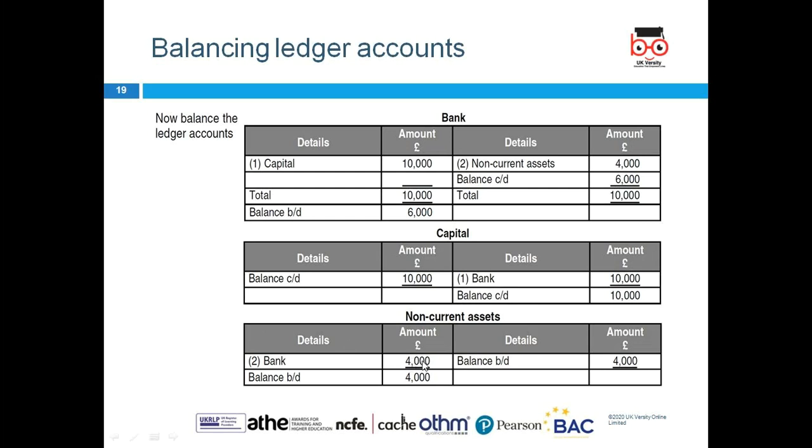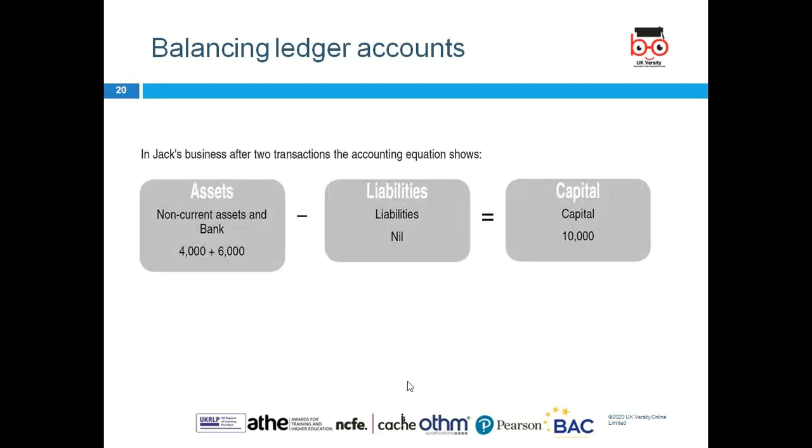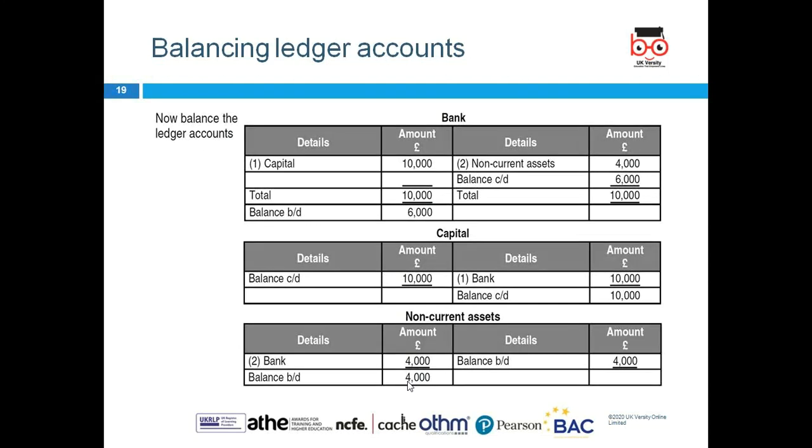You will see there bank is 4,000, and now this is my non-current asset balance of 4,000. So this should be CD, which means carry down. Yes, balance 4,000. Here should be BD, balance brought down, and both sides will be equal. These balances I can transfer into the trial balance when I'm preparing it. So I can write bank, and I write the balance of 4,000 on the debit side in the trial balance.